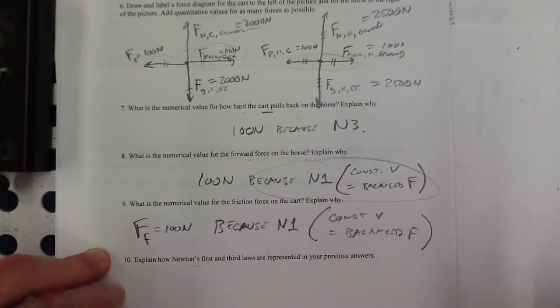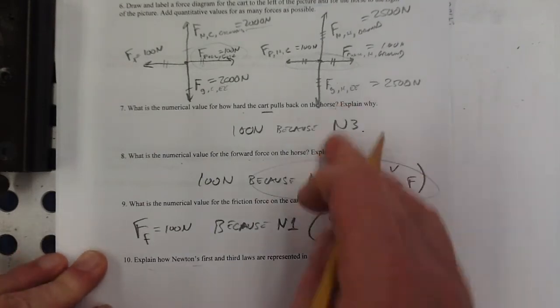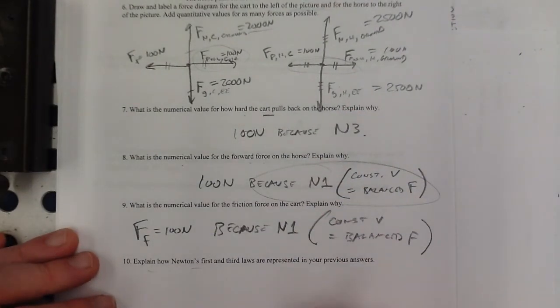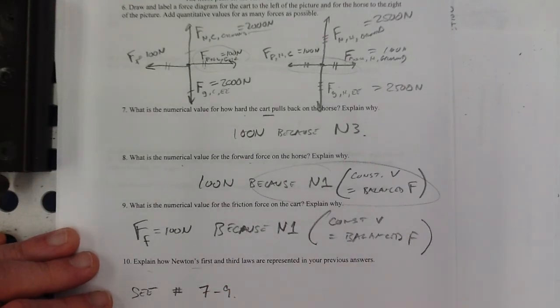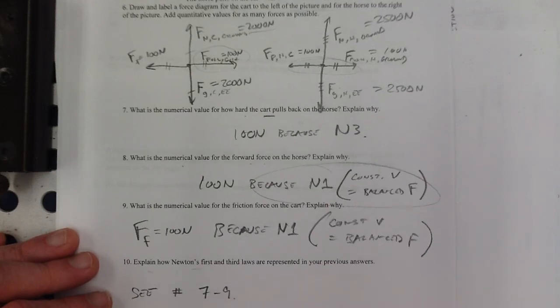Explain how Newton's first and third law are represented in our previous answers. I think that we pretty much did that. How about C number 7 through 9? Oh dear, this is really not good for me to teach you to be lazy like this. Oh well.